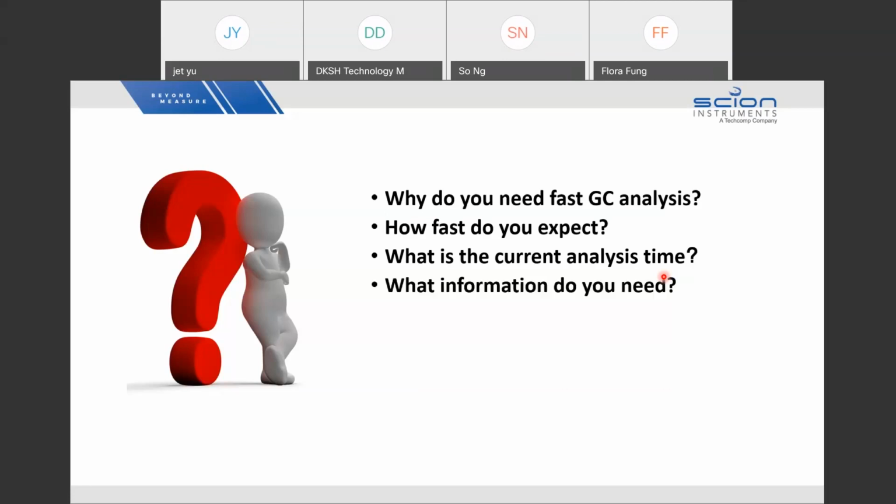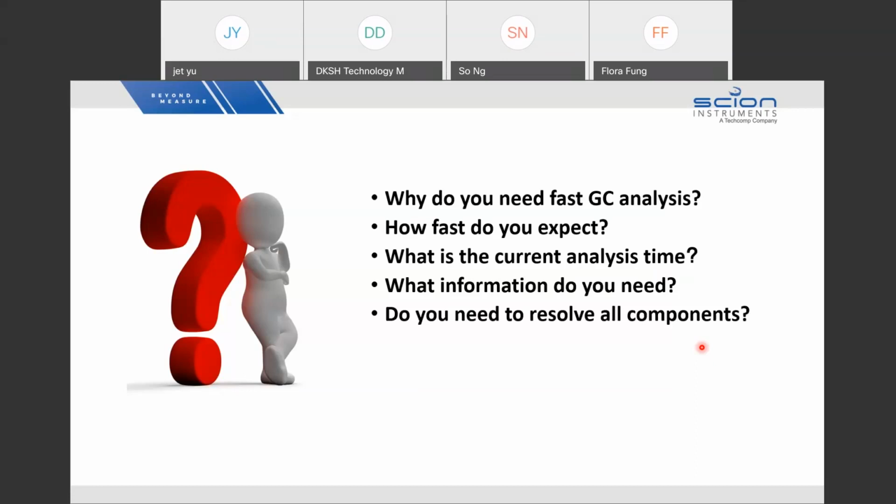Okay, so the next one is what information do you need? When you pursue fast analysis, you are going to lose something. So you have to make sure what information you need. Some of you may need qualitative analysis information, but some of you want quantitative or both. So you have to make sure what exact information you need. Yeah, this is also important.